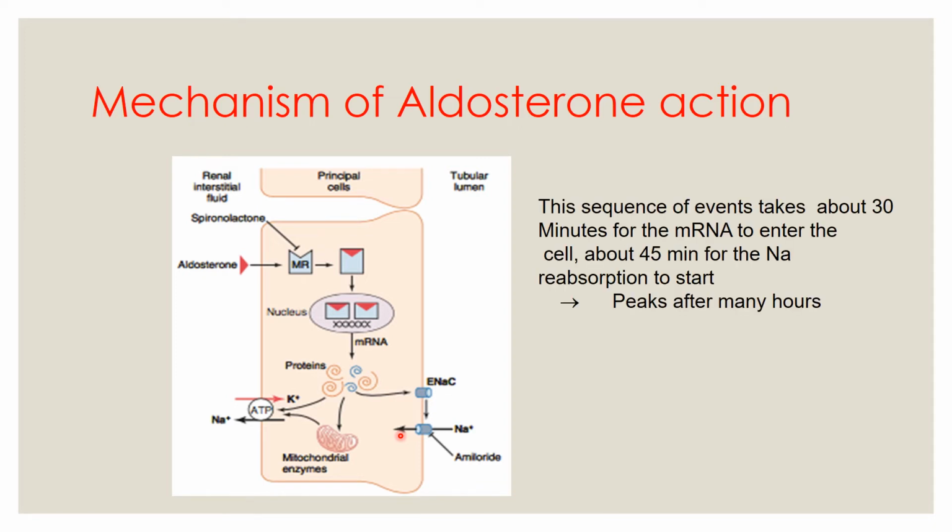So if you see here the effect of aldosterone, because it induces some areas in the DNA and the formation of new proteins, the effect is not immediate. This sequence of events might take 30 minutes for the new messenger RNAs to be formed, and another 45 minutes for these new proteins to become functional, which then affect the sodium and the potassium levels, which might take even many hours to peak.